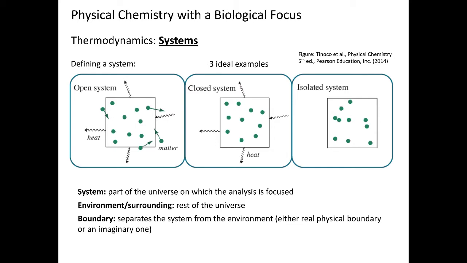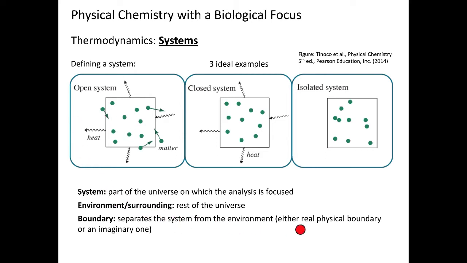So to begin, let's define a system. Here we find three ideal examples of typical systems: an open system, a closed system, and an isolated system. An open system is essentially a system that we can define. A system usually is a part of a universe on which we focus our analysis. The environment, everything around it, is basically the rest of the universe, and there's a boundary in between that separates the system from the environment.